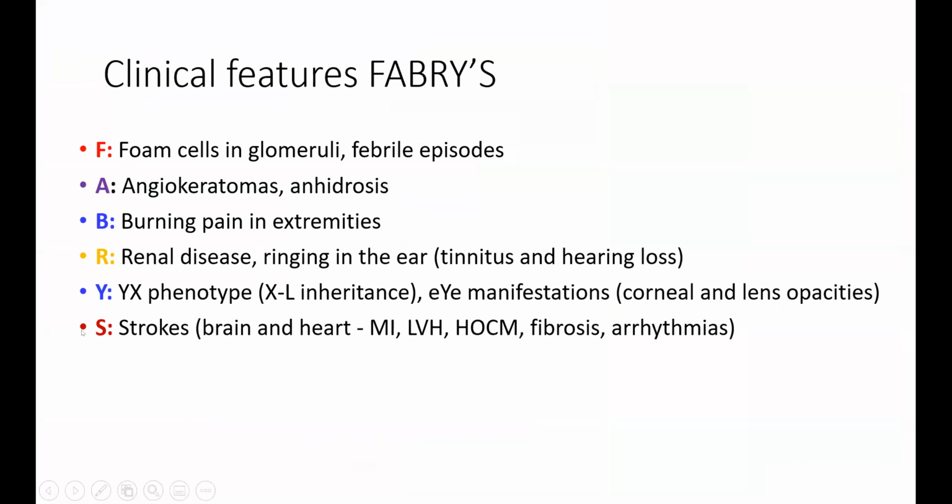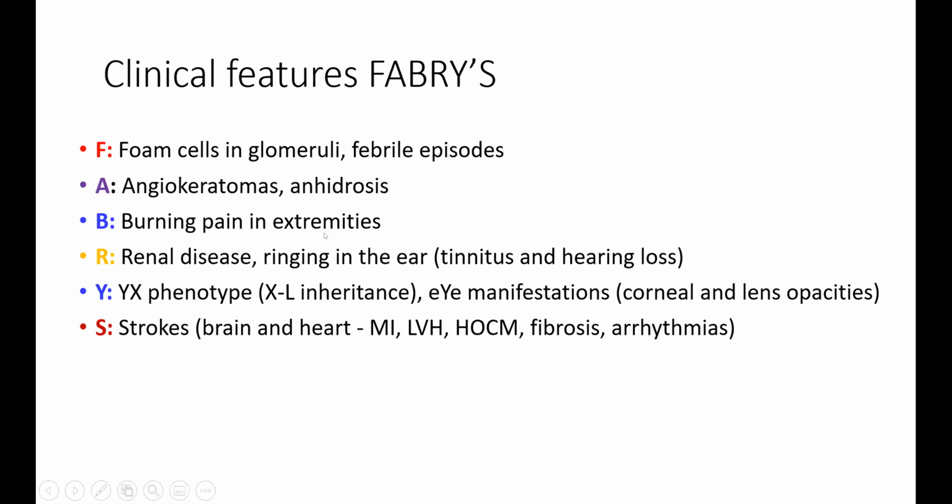Now, this is a small mnemonic which I've tried to make for Fabry's disease so that it is easy for you to remember the manifestations. So F can denote the presence of foam cells in the glomeruli, which means the disease manifestations in the kidneys, as well as febrile episodes. A for angiokeratomas and anhidrosis.